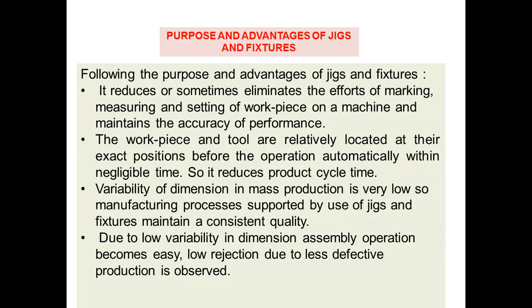There are so many advantages of jigs and fixtures. First of all, it reduces or eliminates the effort of marking, measuring and setting of the workpiece. It can be done automatically by proper design of the jigs and fixtures. The second is that the workpiece and the tools are automatically located at their exact positions before the operation, so it reduces the production cycle time. Variability of dimension in mass production is very low, so the manufacturing process supported by jigs and fixtures maintains consistent, very good quality. And the fourth is that due to the low variability in dimension, assembly operation becomes easy.